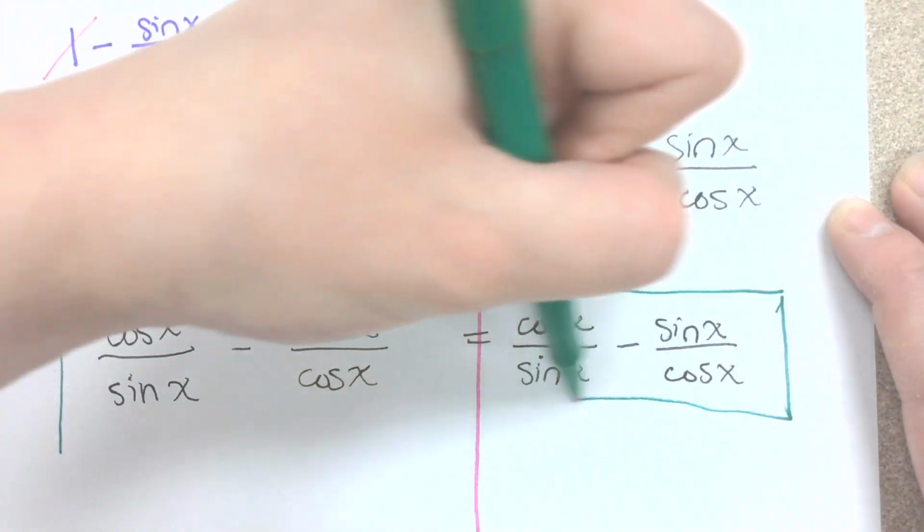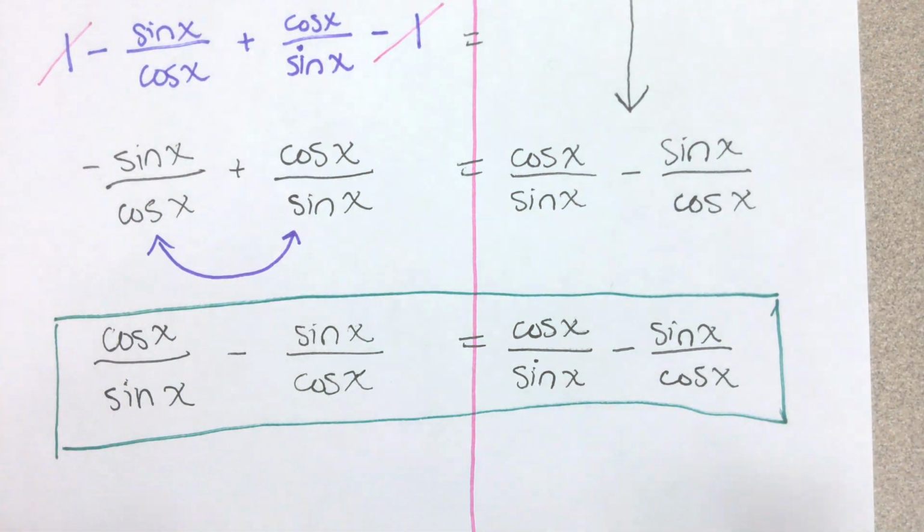Like I said before, you could keep going, get a common denominator, and then combine the fractions, but there's no point in that. You've done enough work to show that these are equal. So unlike the other problems where you have to get down to a single term, we're not trying to do that here. We're just trying to show that they're the same, and that is it.